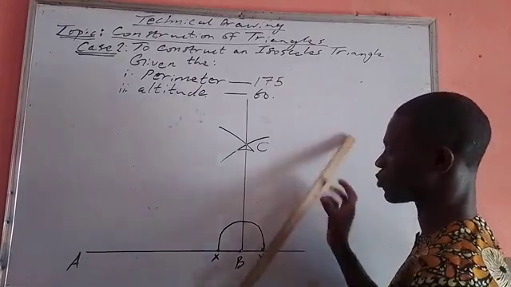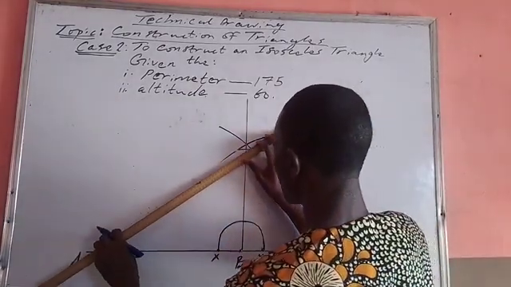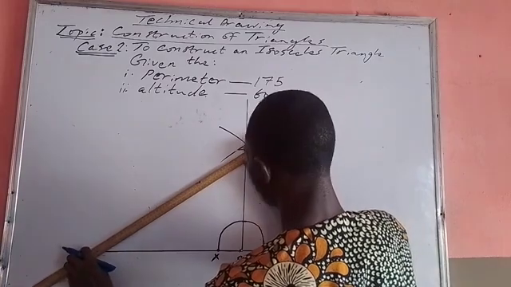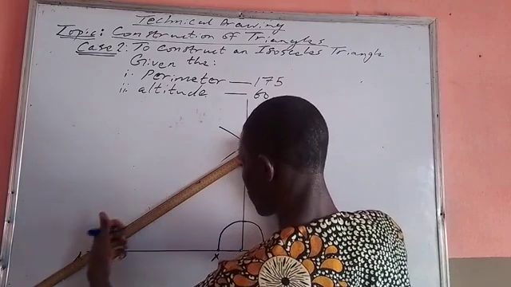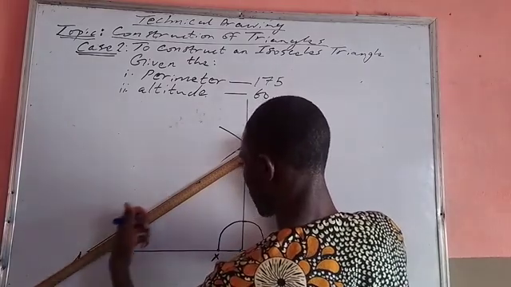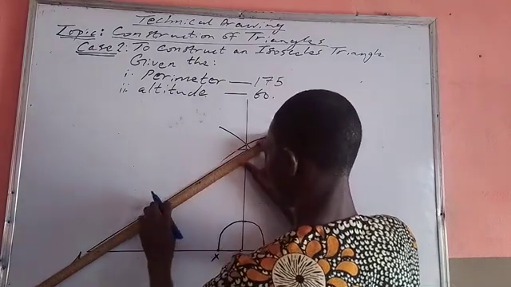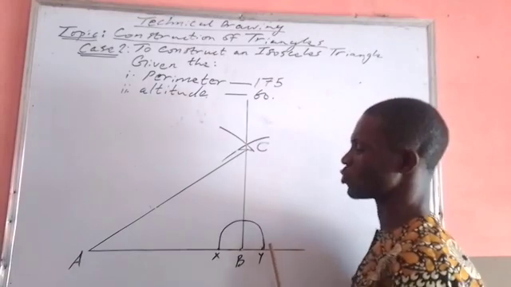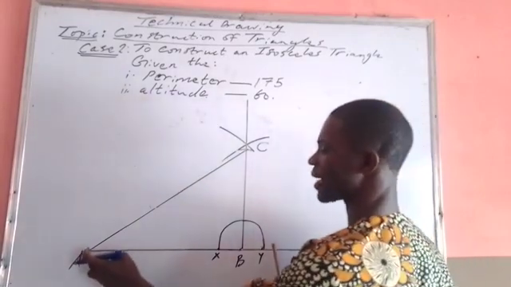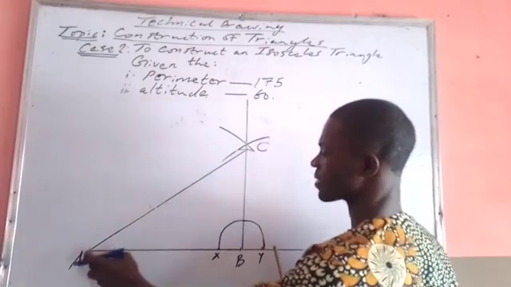So the next thing that we are going to do is join AC together with a straight line like this. So as I've done it here, join AC. Okay. So having joined AC, the next thing that we are going to do is bisect line AC.